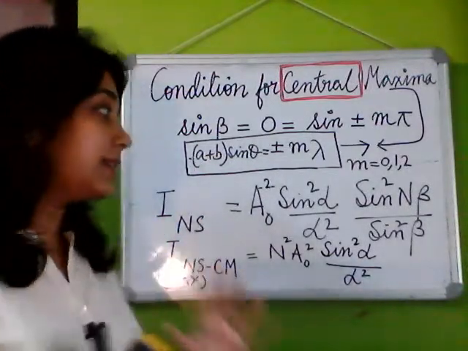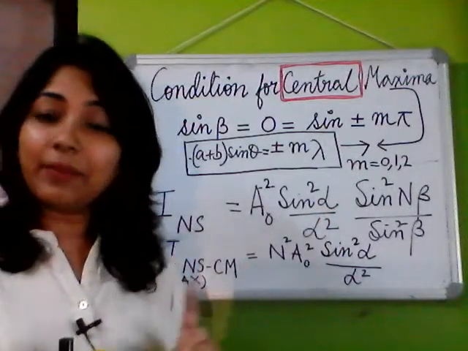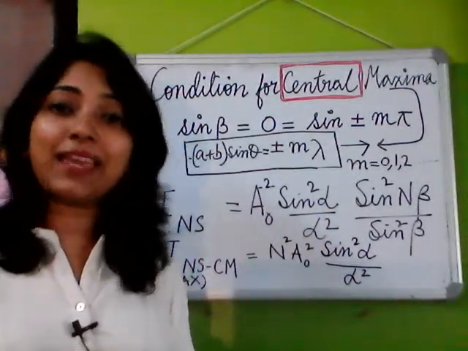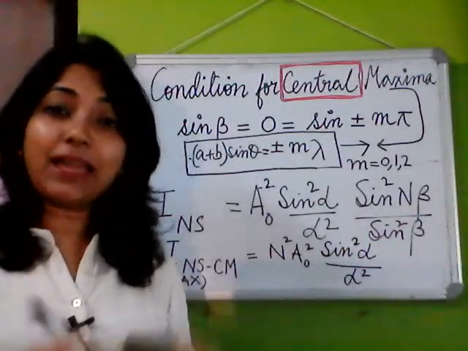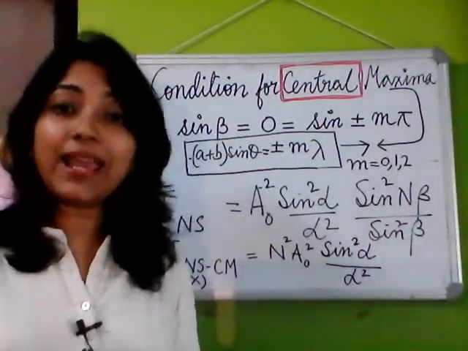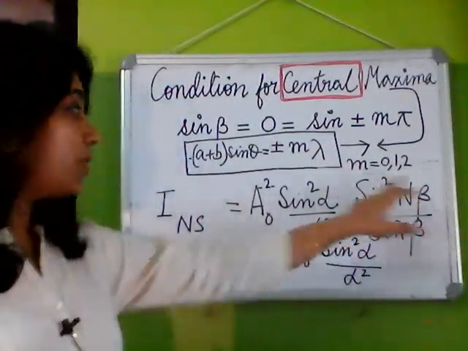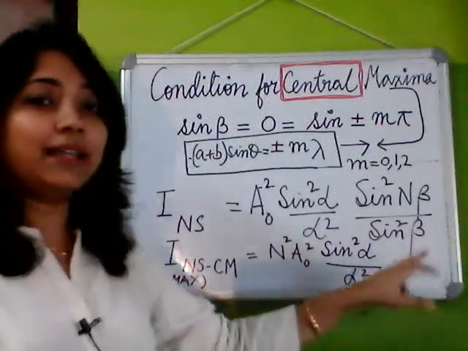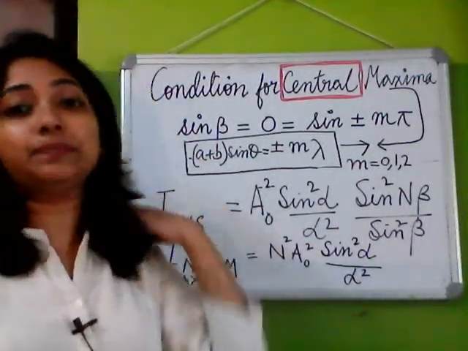While we are writing this, we will always remember to write down what this alpha is. This alpha, reminding all of you, is pi by lambda a sine theta, whereas this beta is pi by lambda (a plus b) sine theta, where a is the slit width and b is the slit separation. So this particular equation is the intensity caused due to the diffraction occurring at n slits.